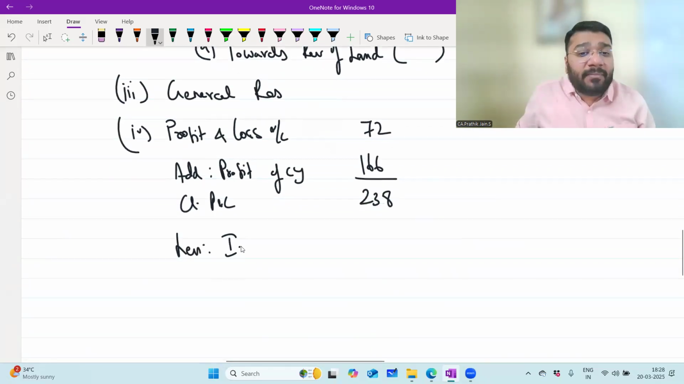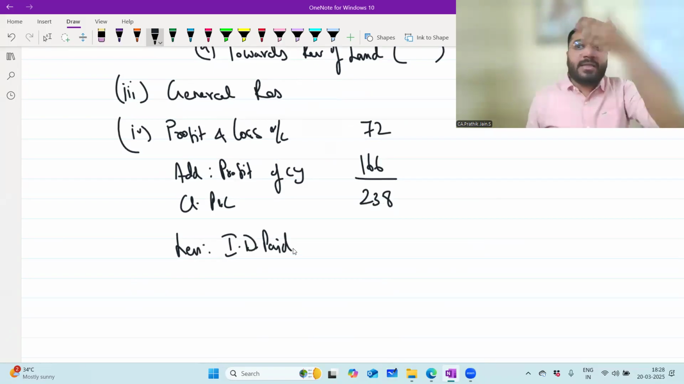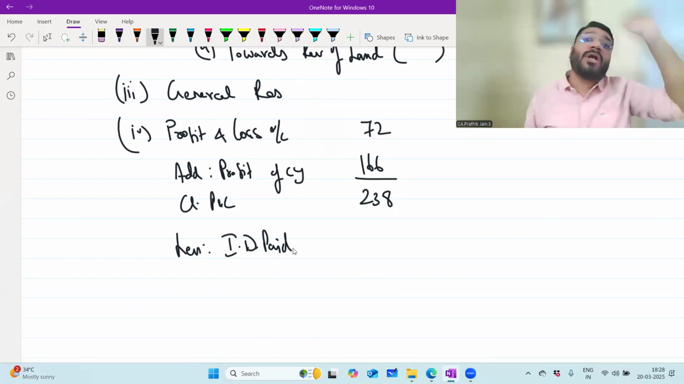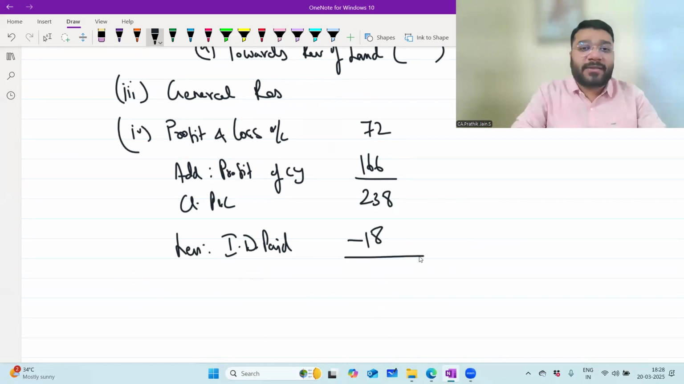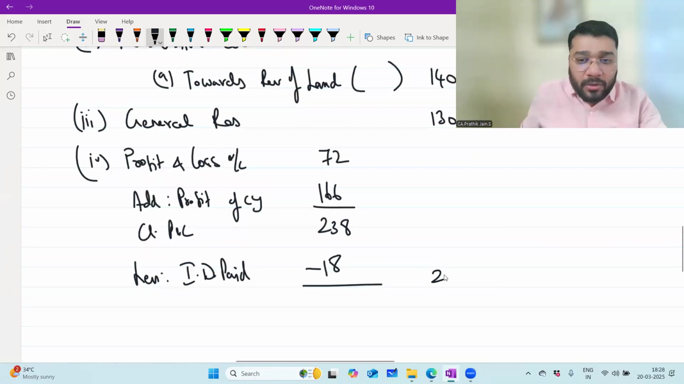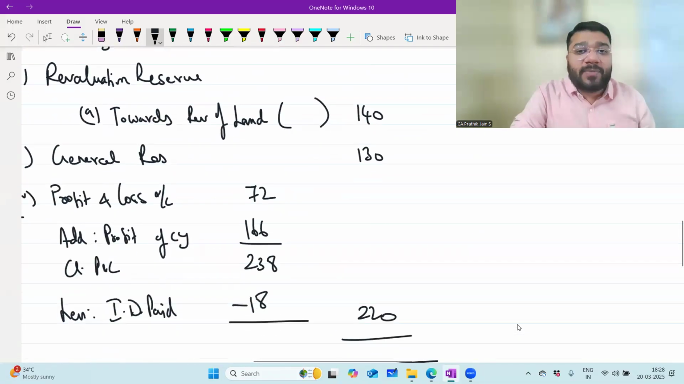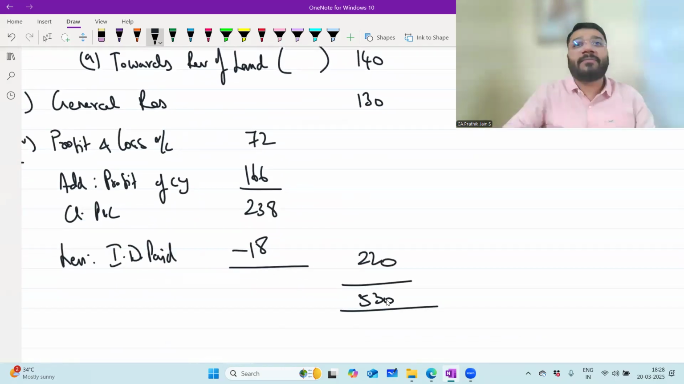Less interim dividend paid. Sir, what if the interim dividend was payable? Still the interim dividend is your appropriation, so you'll still minus it. The debit part will go to your surplus and you'll minus from that, and the payable part will go to your other current liabilities. Very simple. How much is it? 1.8. Now tell me what is the balance? 220 in the outer column. Now tell me what is the total reserves and surplus? 40 plus 140 plus 130 plus 220. 530.